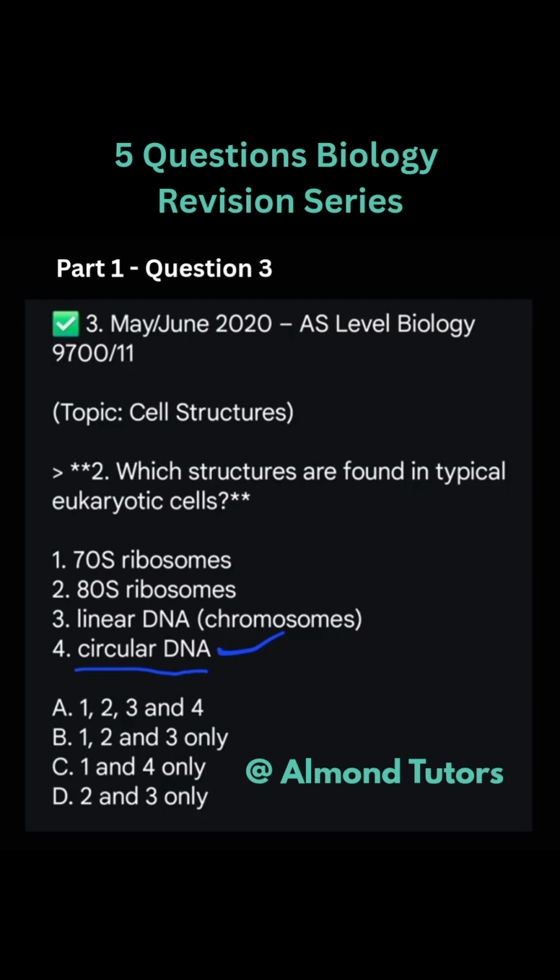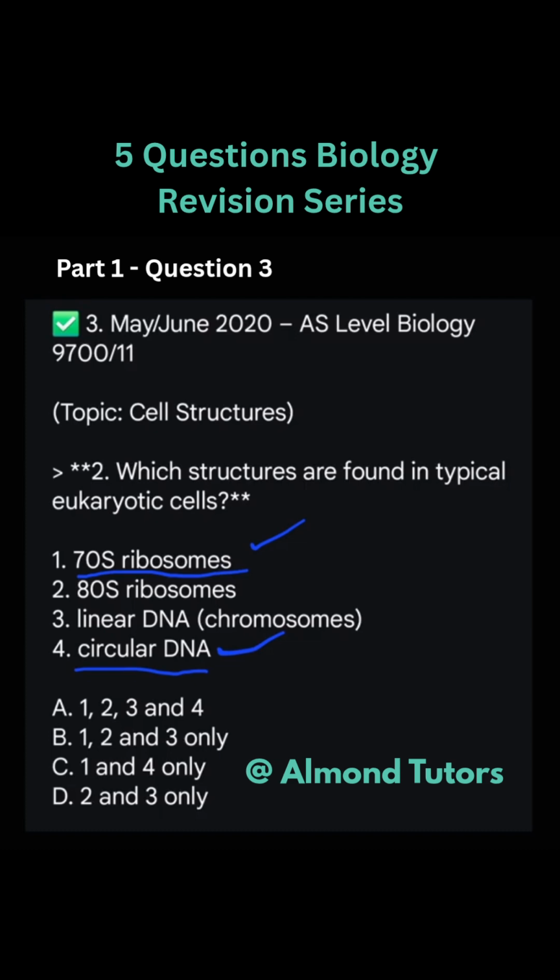Number 2, we said prokaryotic cells have 70S ribosomes, what I mean is, a bacterium has 70S ribosomes. Those are the same ribosomes we find within the mitochondria and the chloroplasts. So that means in eukaryotic cells, because mitochondria and chloroplasts are there, we also will have what? 70S ribosomes.